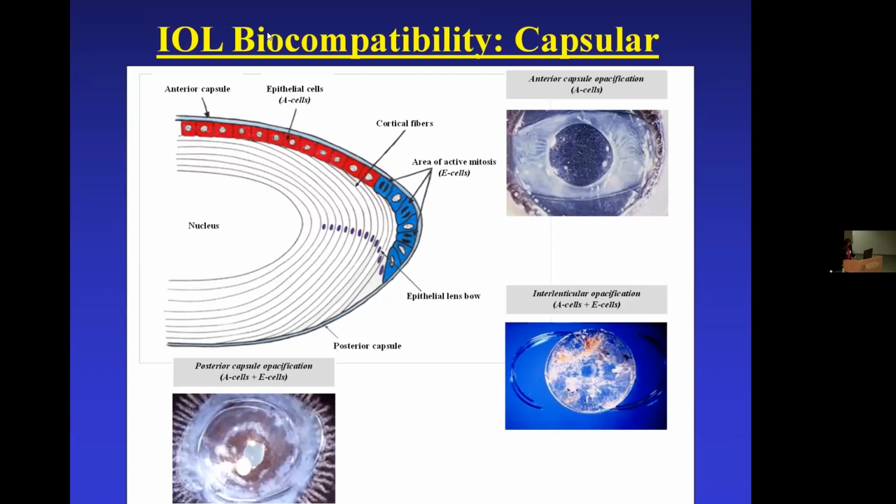Sorry about that. Yeah, so A cells being continued to the E cells, they do not behave exactly in the same way, as I mentioned, but these are the cell types involved in the different forms of opacification within the capsular bag that you can see postoperatively, such as anterior capsular opacification, posterior capsular opacification, and if you have two optics inside of the capsular bag, you can have interlenticular opacification in the space between the lenses.